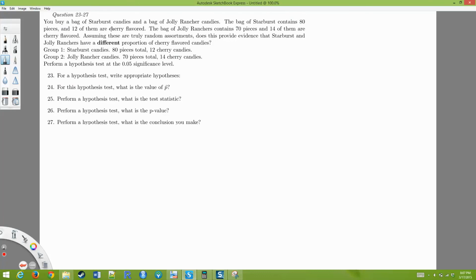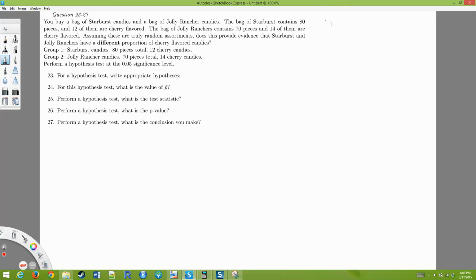Okay, it says you buy a bag of Starburst candies and a bag of Jolly Ranchers, and the Starburst contain 80 pieces and 12 of them are cherry flavored. The bag of Jolly Ranchers contains 70 pieces and 14 of them are cherry flavored. Assuming these are truly random assortments, does this provide evidence that Starburst and Jolly Ranchers have a different proportion of cherry flavored candies? We'll say group 1 is the Starburst with 80 pieces total and 12 cherry candies. Jolly Ranchers 70 pieces total, 14 cherry candies. Perform a hypothesis test, 5% significance level.